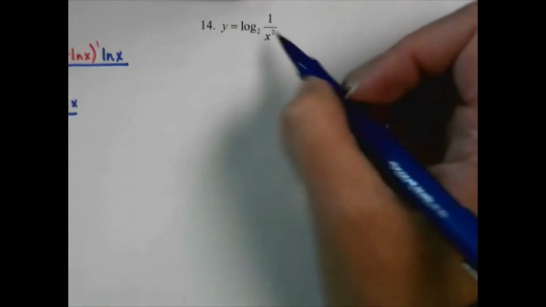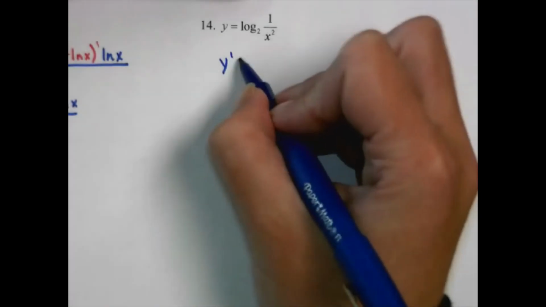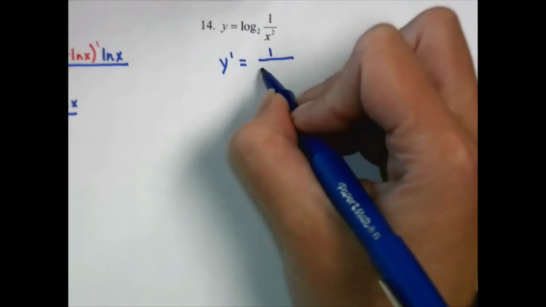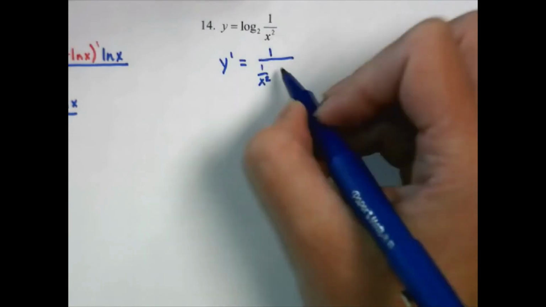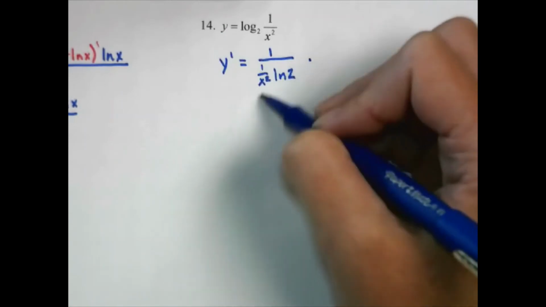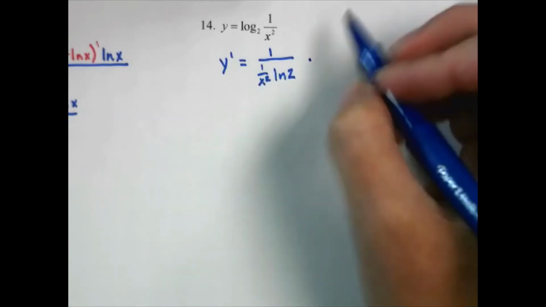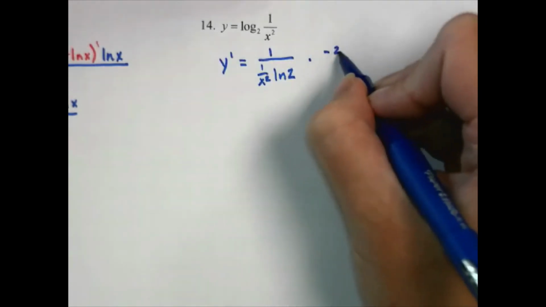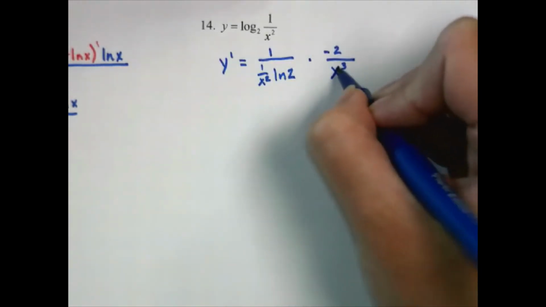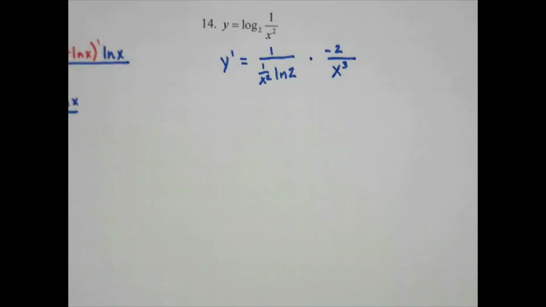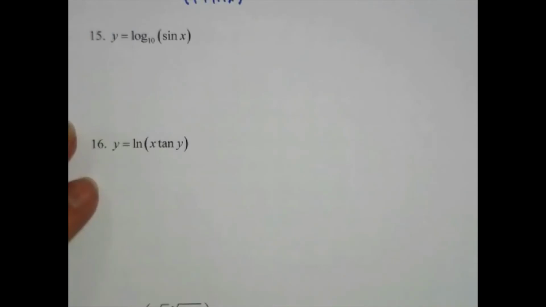Okay, here we don't have the derivative of natural log, we have the derivative of log base 2. So this is going to be 1 over x, which in this case is 1 over x squared, times the natural log of 2, times the derivative of 1 over x squared, which is the same as x to the negative 2. So that's going to be a negative 2 over x cubed. And feel free to turn that into an x to the negative 2 to make your life easier, if that makes more sense.